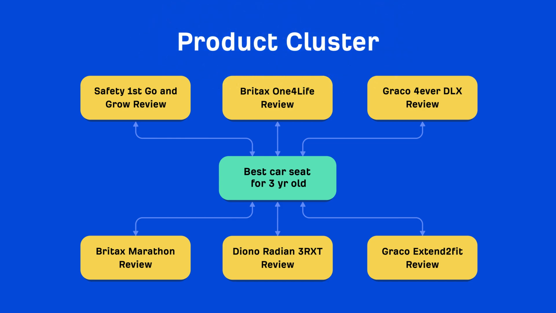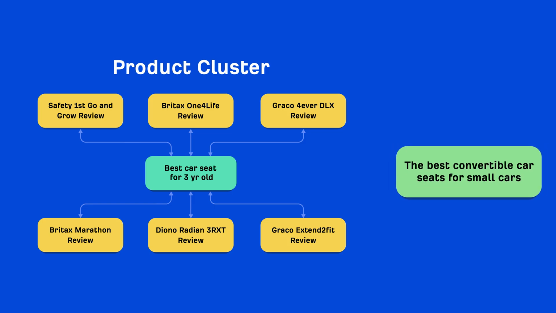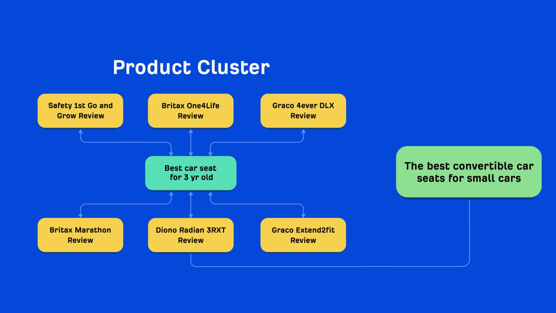Now, the reason why I call product clusters efficient is because as your library of product reviews gets bigger, creating content for general comparisons gets faster and easier. For example, when we go to create a post on, let's say, the best convertible car seats for small cars, we've already covered the Diono Radian 3RXT review in our best car seat for 3-year-olds post. And that model just happens to be the go-to car seat for small cars.